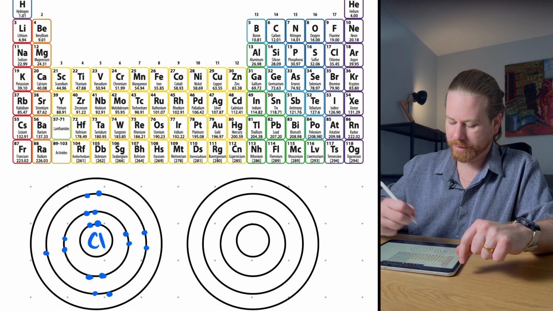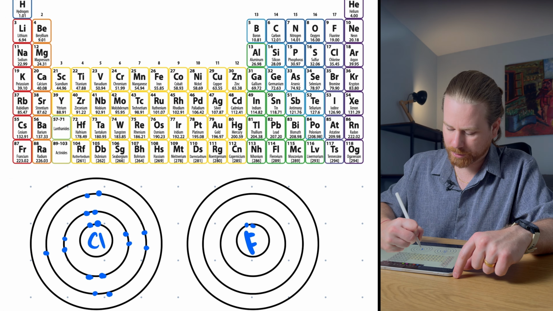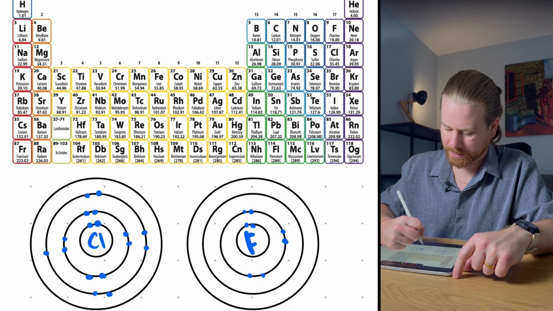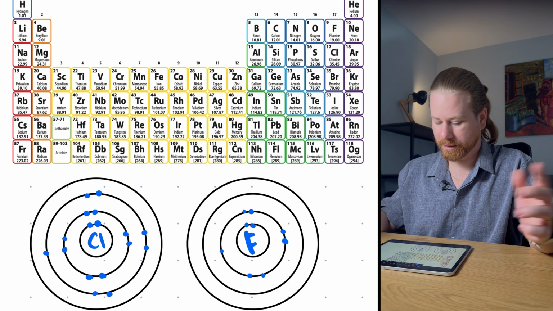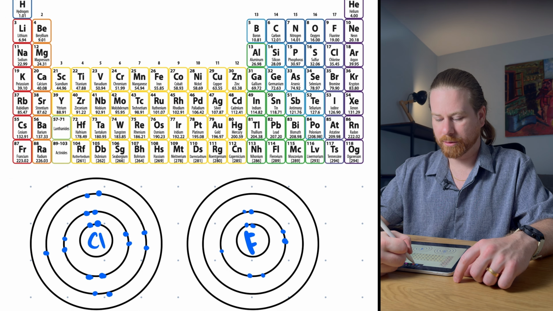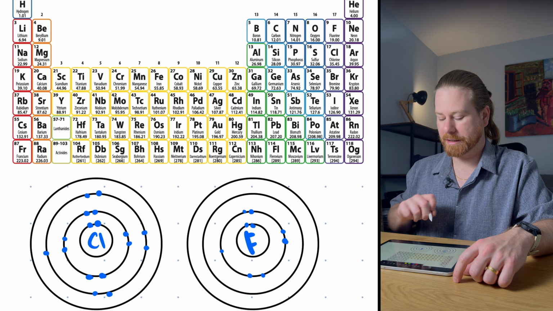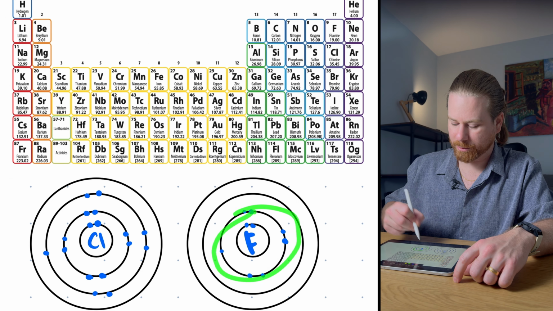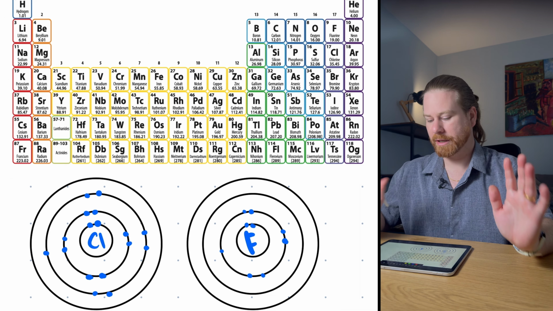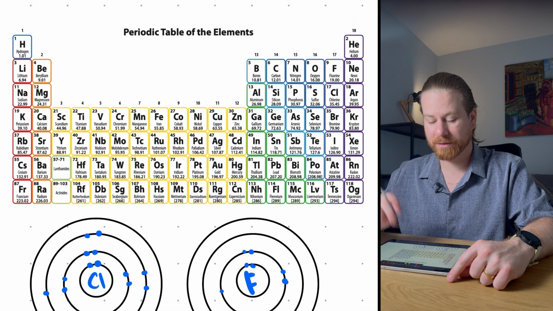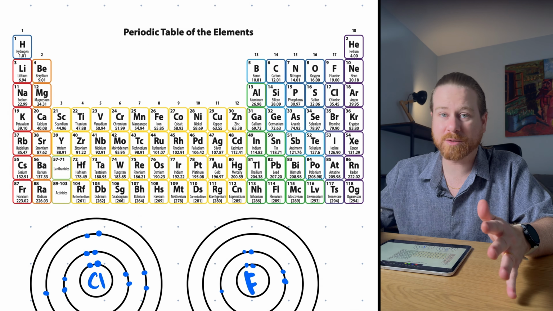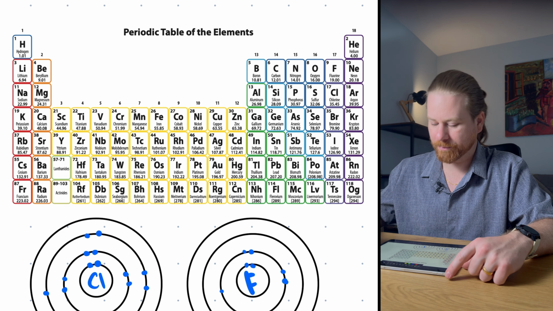So fluorine. So 1, 2, 3, 4, 5, 6, 7, 8, 9. There we go. Easy. All done. So 9 electrons, or protons and electrons, and then here we go, we've got 7 in the outer shell. It is great. This is the really good thing about the periodic table, it follows patterns, and the patterns pretty much always work.